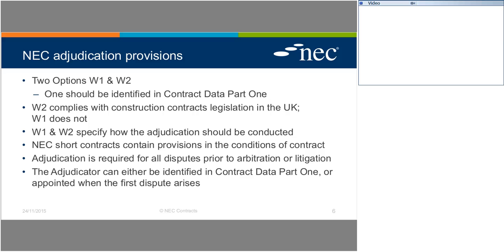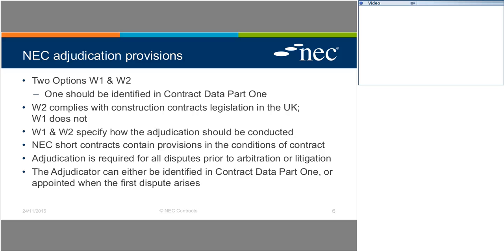Option W1 is therefore not used very commonly in the UK. There are many areas of what we would normally call construction that do not fit within the definition of construction contracts in the legislation. Primarily, to be safe, you see that option W2 is selected by most employers.